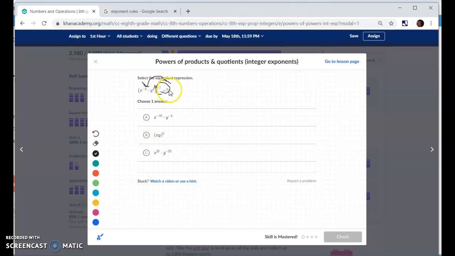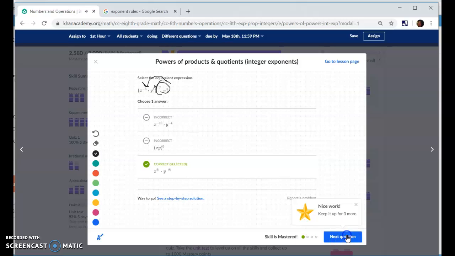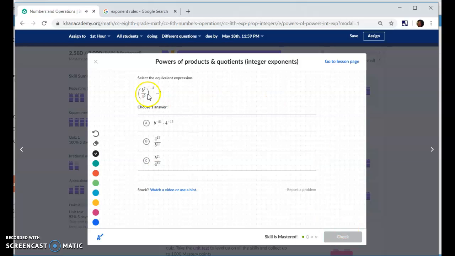Okay, so negative 7 times negative 3 would be 21. So it would be x to the 21st power, and then negative 7 times positive 3 would be negative 21. So y to the negative 21st power, it looks like this last one is our answer here. All right, and last one here. Okay, it's select the equivalent expression.